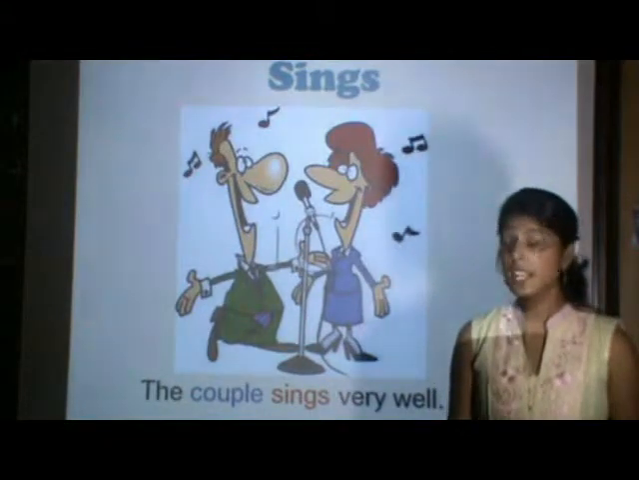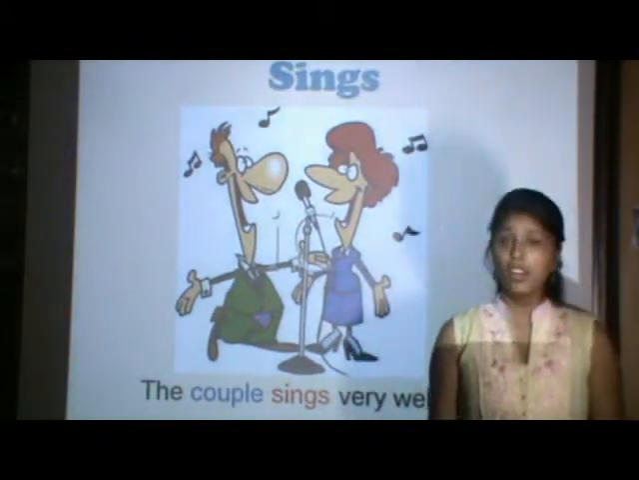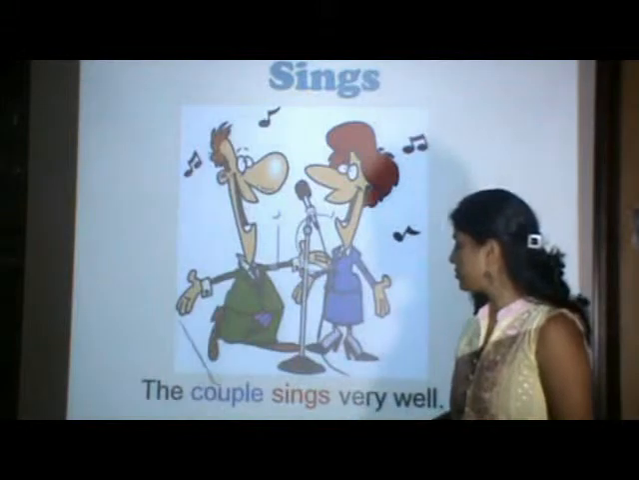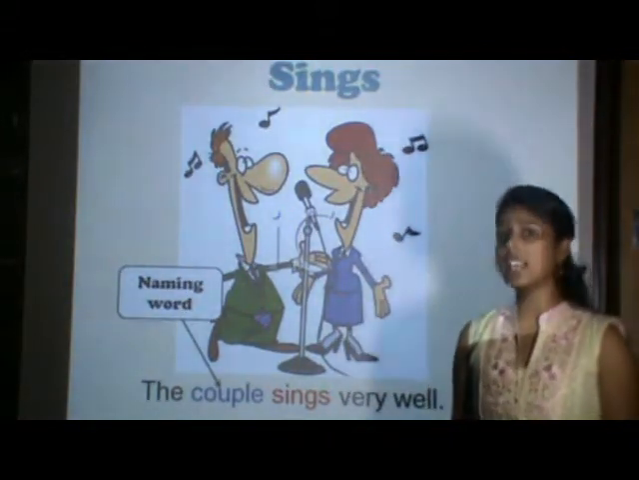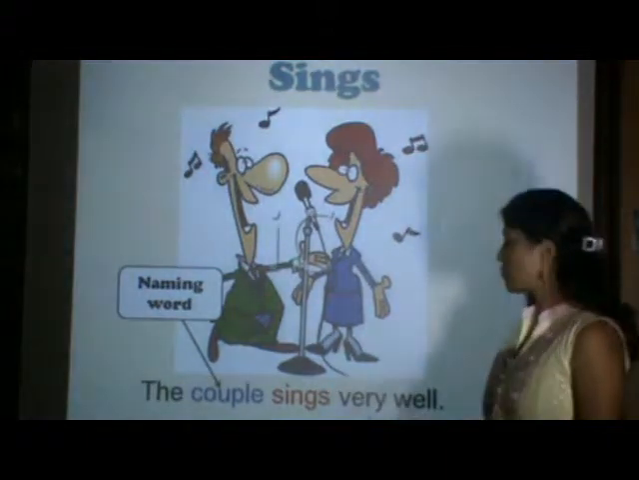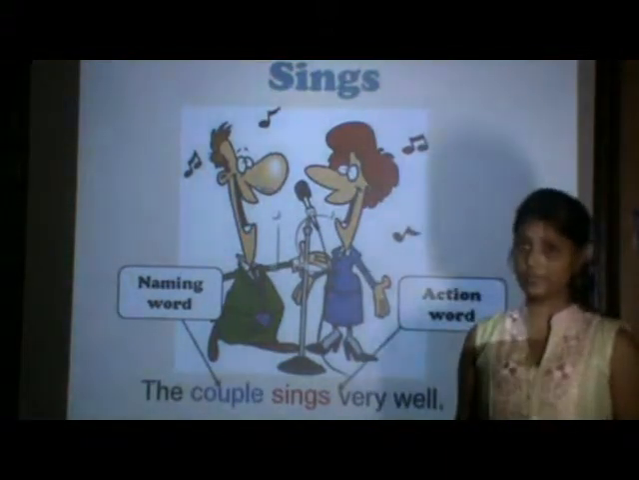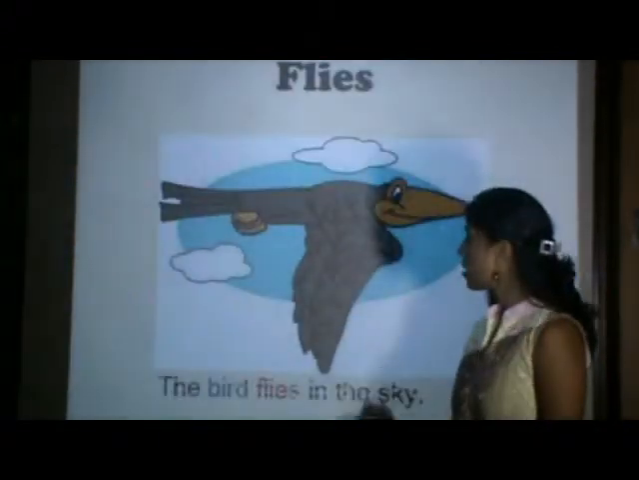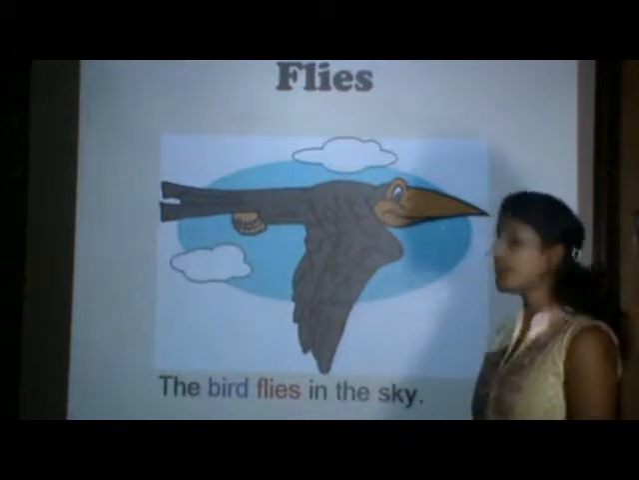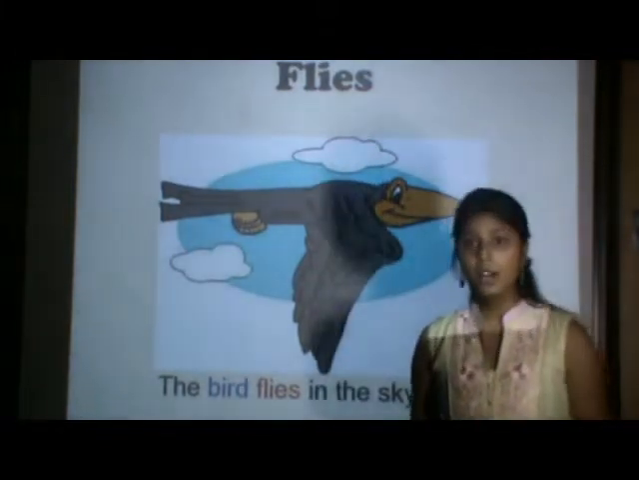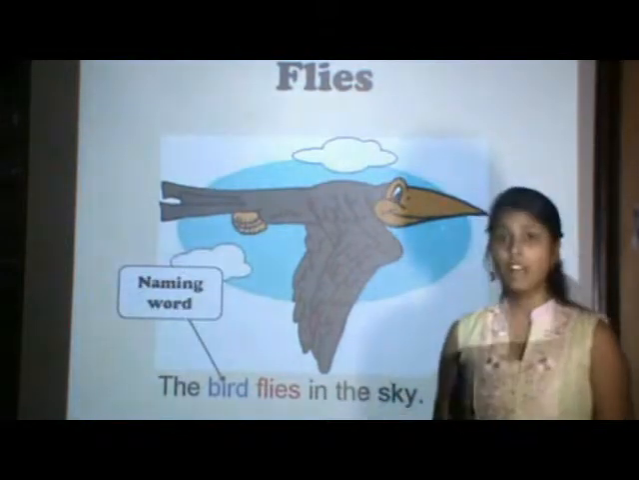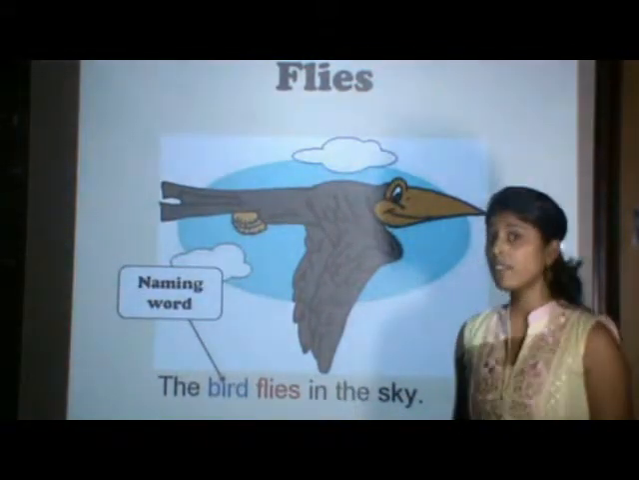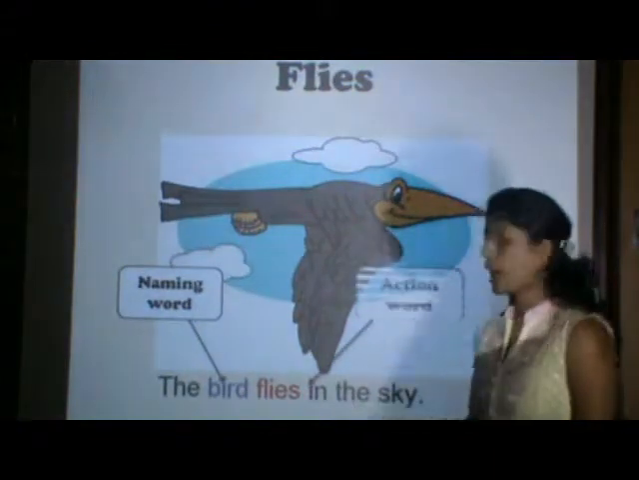Sings. The couple sings very well. Here, the couple is the naming word. What does the couple do? And the answer you get is sings. So sings becomes your action word. Flies. The bird flies in the sky. Here, the bird is the naming word. Flies. What does the bird do? Flies becomes the action word.